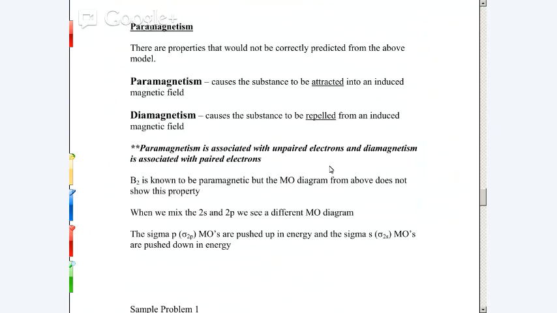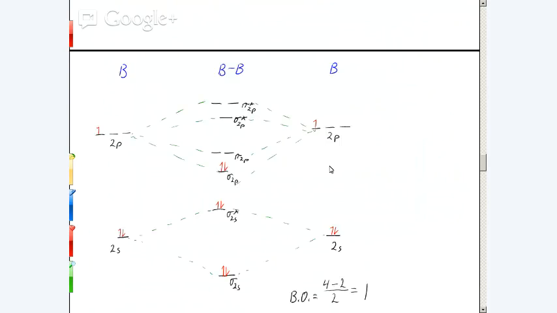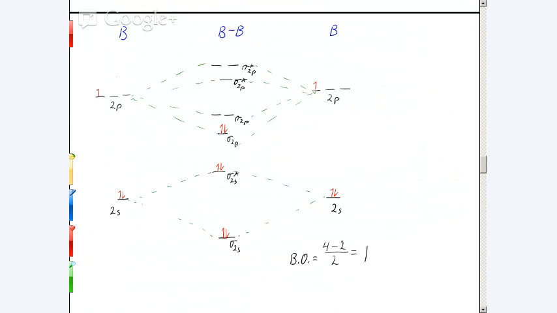Do you remember when we did that? When we were counting up the electrons in the p orbitals, and if you had unpaired ones, we called it paramagnetic? What were you going to say? Yeah, so this is the same thing, except instead of looking at the individual boron atoms, we look at the molecule. So let me ask you, an individual boron atom, would you expect it to be paramagnetic or diamagnetic?